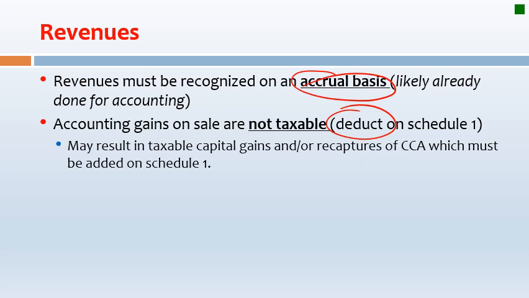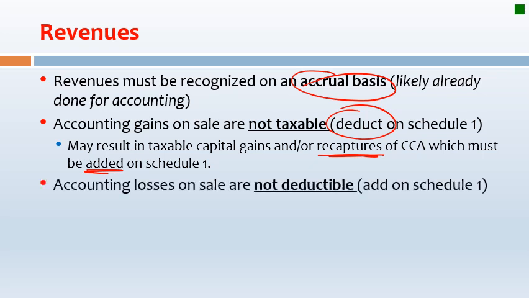Good. The way this is dealt with, as you will recall, is that taxable capital gains could potentially result from the sale of capital assets. It's all dealt with through the CCA system. We could potentially have recapture as well. Taxable capital gains are going to be included in Schedule 1 as income. Remember that only half of the actual capital gain will be included, and recapture is going to be added on Schedule 1. It's very important that recapture is added on Schedule 1. That is a business income inclusion, if you'll recall. Now, accounting losses on the sale of assets are not actually deductible for tax purposes.